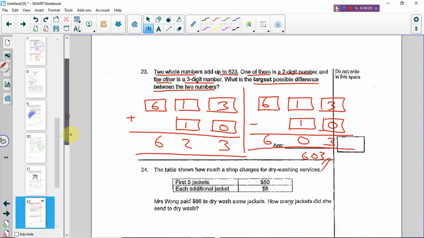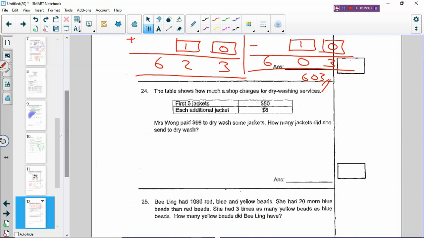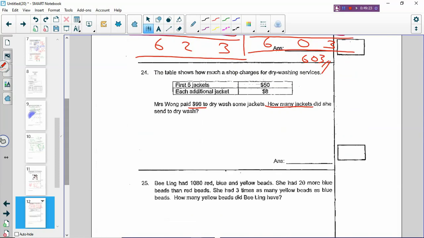Okay, let's go to 24. Now, the table shows how much a shop charges for dry washing jackets. The first 5 jackets are $50. Every additional jacket is $8. Mrs. Wong paid $98 to wash some jackets. So how many jackets did she send to dry wash? Method here, you can draw a line, alright? Your number line, distance line, money line, whatever line. Okay, so you can draw a line like this, which is your money line.